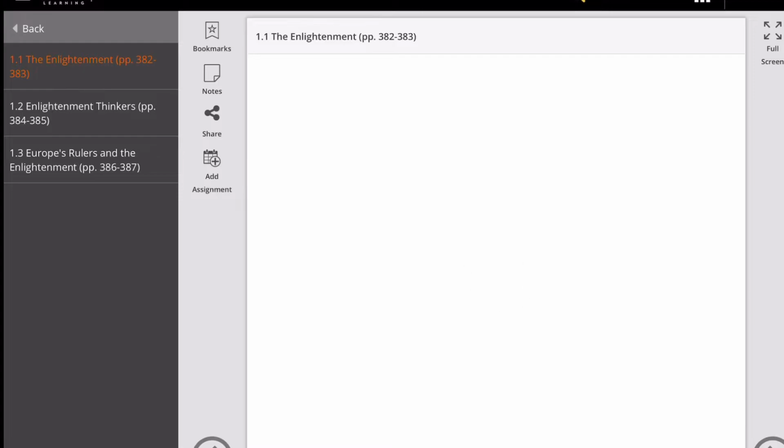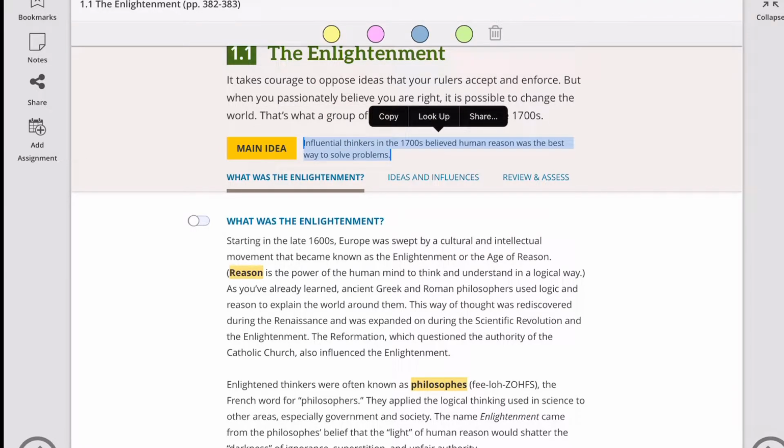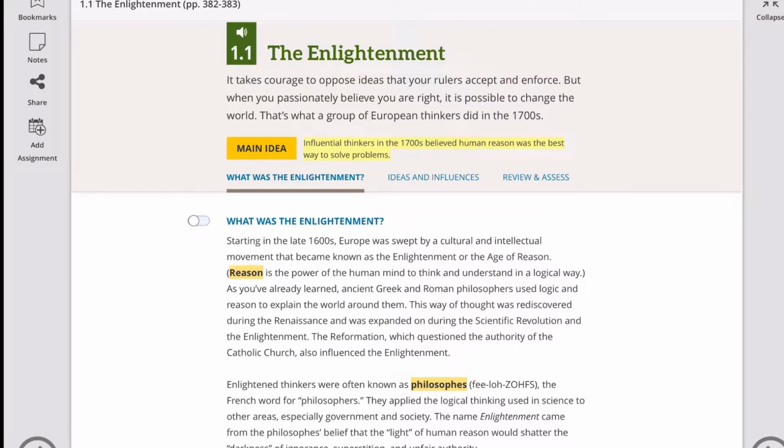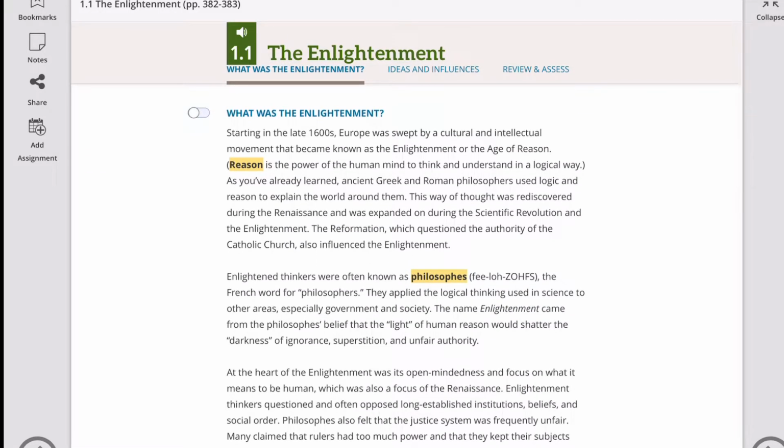Now, what is this mystery word, enlightenment? That's the reason why we need to go to our first lesson in pages 382 to 383. Enlightenment ideas swept throughout Europe during the 18th century. So this lesson will discuss how these ideas challenged established authority. The key word here is reason. Reason is the power of the human mind to think and understand in a logical way.